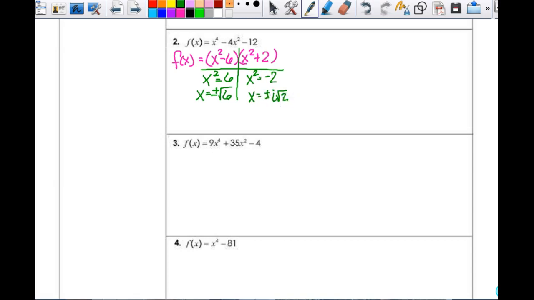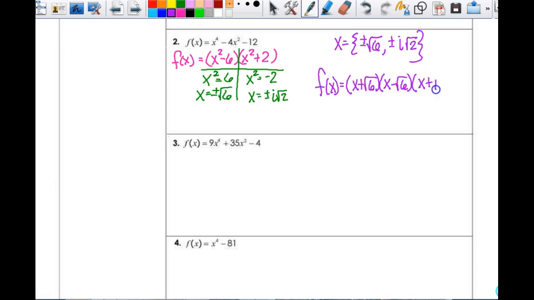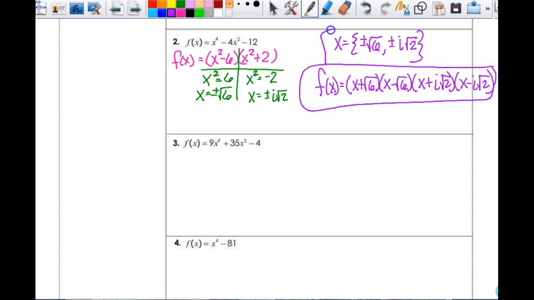Okay. So we did that. That was number 1, I think, on the front. So my zeros then were plus or minus square root of 6, plus or minus i times the square root of 2. I'll just get it all rewritten. So then we just take it one more step, and we use those to factor. So f of x would be equal to x plus square root of 6, x minus square root of 6, x plus i square root of 2, and x minus i square root of 2. And if I multiply it all back, I should get what I had originally.